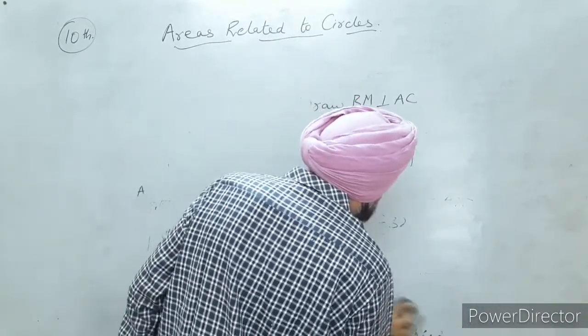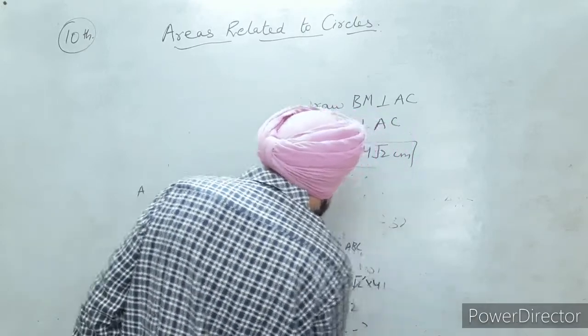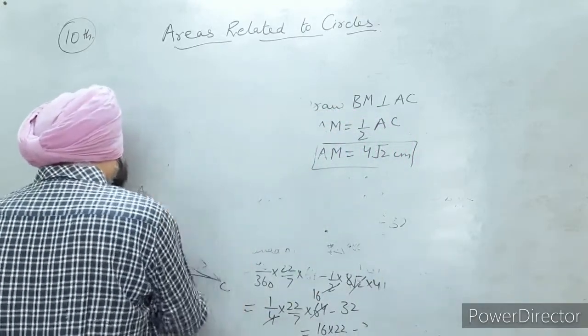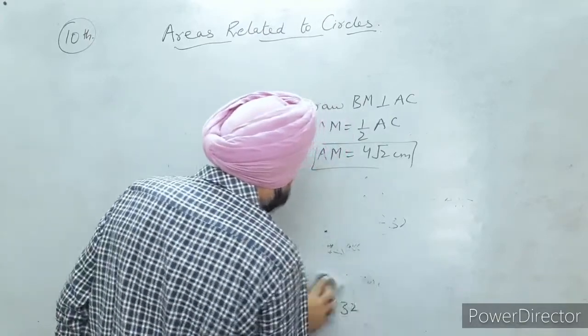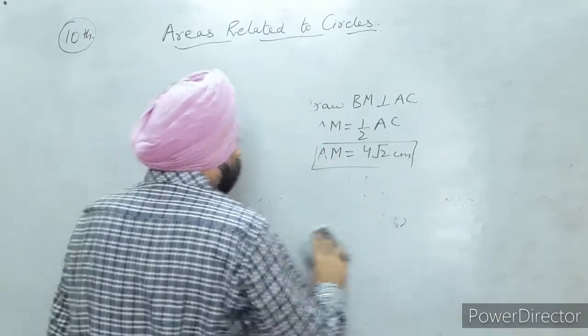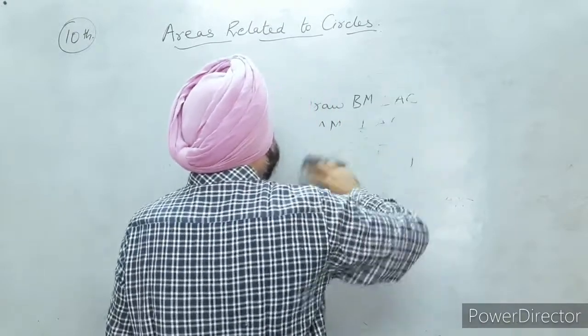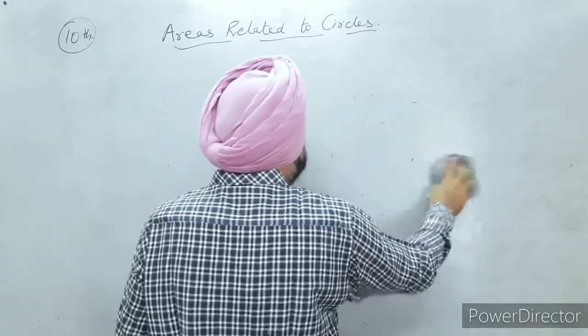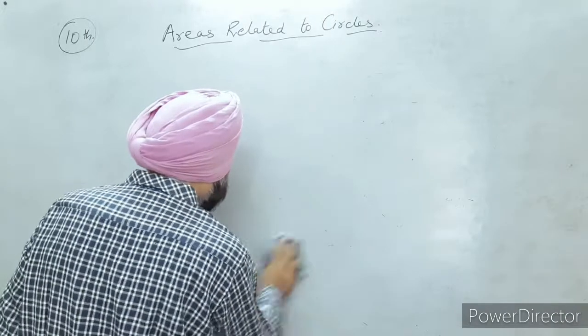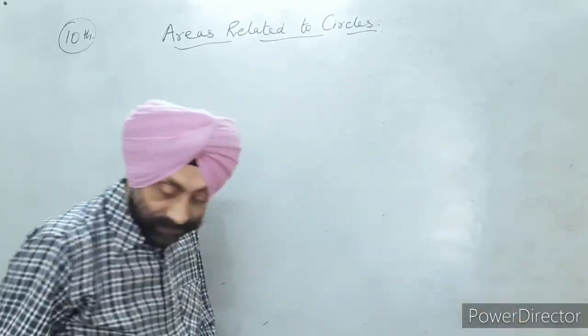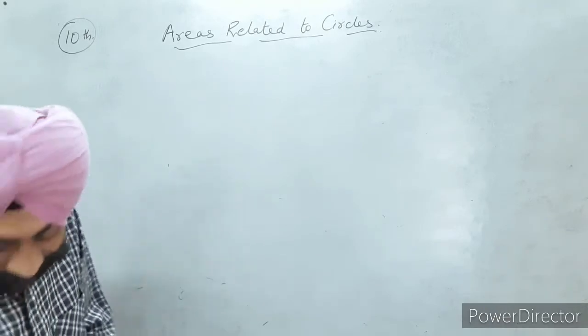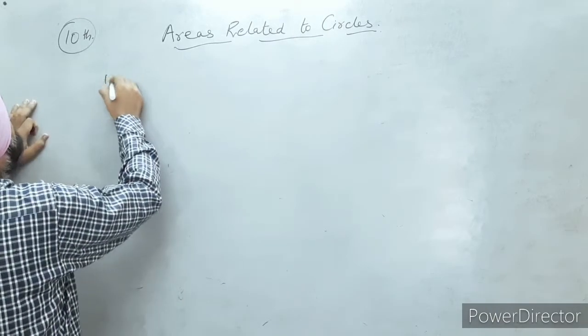Now the last sum, again a very important question. The question is, we will have a triangle in which a circle is inscribed, right? An equilateral triangle is there and a circle is inscribed in it, like this. Question number 4.